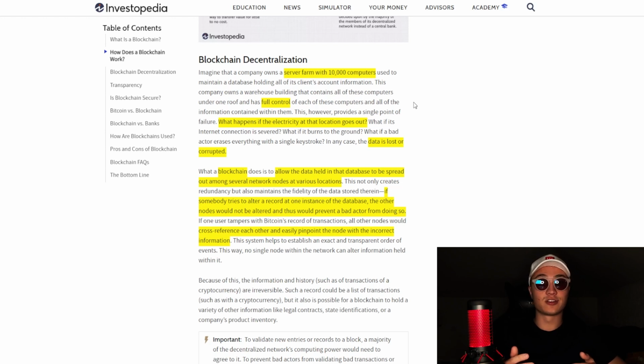What happens if the internet connection is severed? What happens if it burns to the ground? What if a tornado erases everything, right? The data is lost or corrupted.